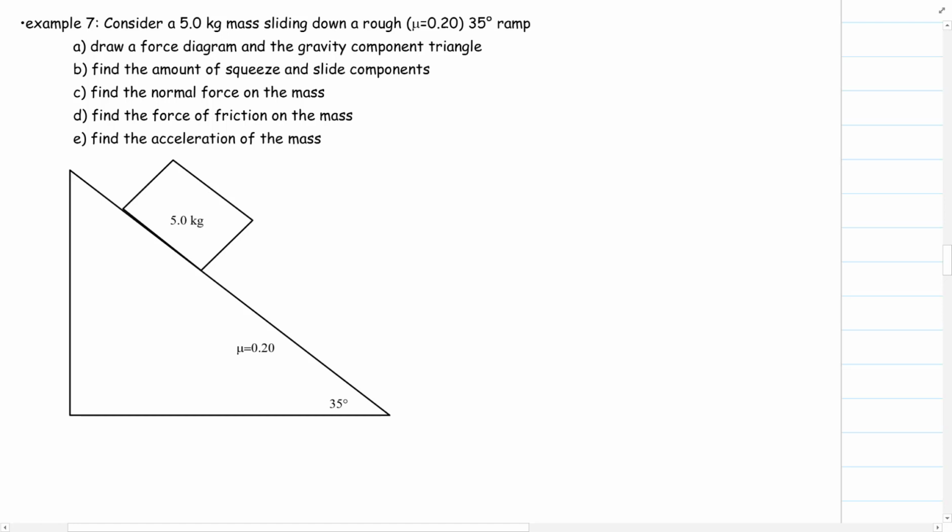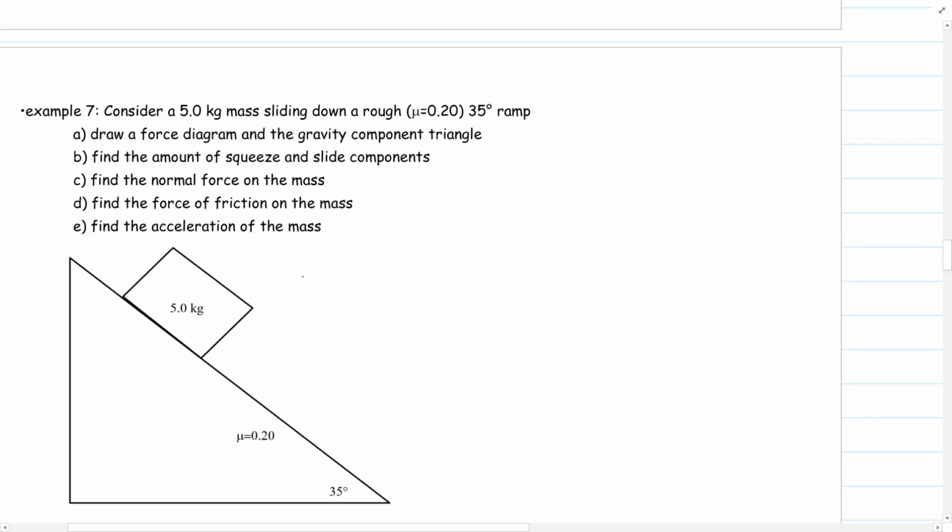So a force diagram, or a free body diagram, it's sliding down. So I'm going to cheat. Oh, I didn't mean that cheat. Cheat by drawing a box on an angle as our free body diagram. The normal force, the force of gravity, and the frictional force. There's our free body diagram.